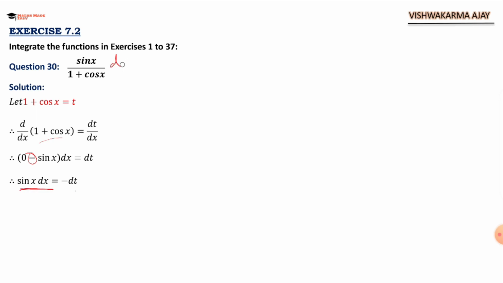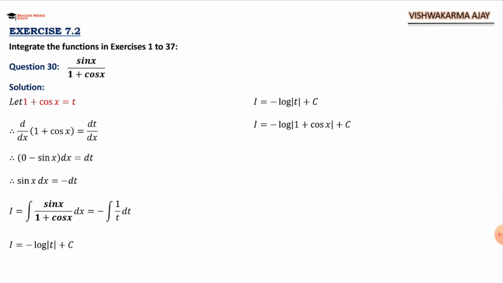Meaning here we can write minus of 1 upon t dt. Again, the integration of 1 upon x is log x. So this becomes log of t, and resubstituting the value of t, that is 1 plus cos x, our final result is I is equal to minus log of 1 plus cos x plus c.